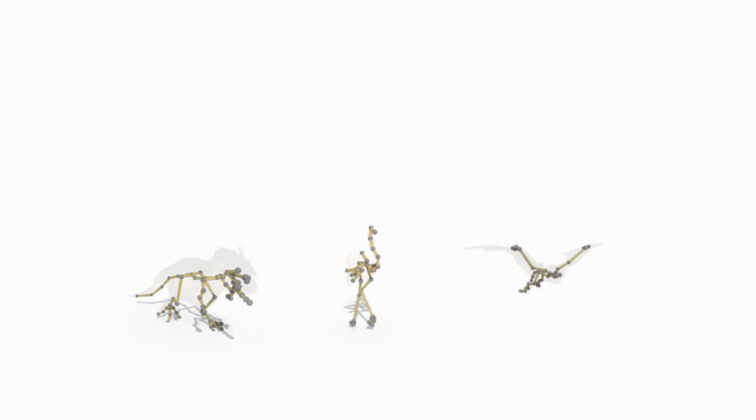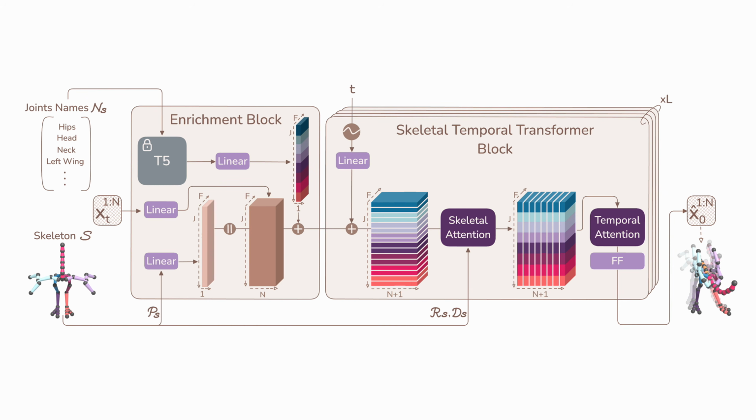Of course, the skeleton motions drive the rigged characters. AnyTop is a diffusion model conditioned on an input skeletal structure and joint names to encourage semantic similarity between similar joints across the different characters. Before generation starts, an enrichment block first incorporates the skeletal features into the noised sample.